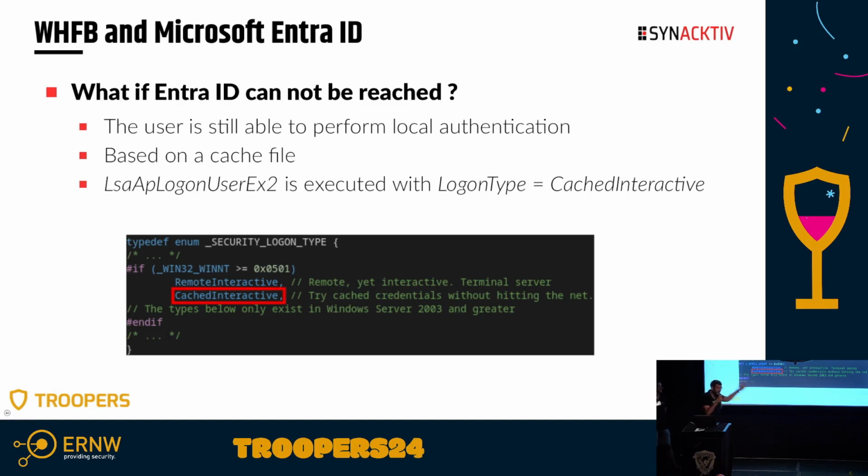So what if Entra ID cannot be reached? Then the user is still able to perform local authentication, and it's based on the cache file. When you are using LsaApLogonUserEx2, it's executed with cached interactive instead of remote interactive. So we know that there is cache information, and as you can see, the server is supposed to send you the PRT, but you don't have access to the server, so the cache information must contain your PRT. So it could be really interesting for us.